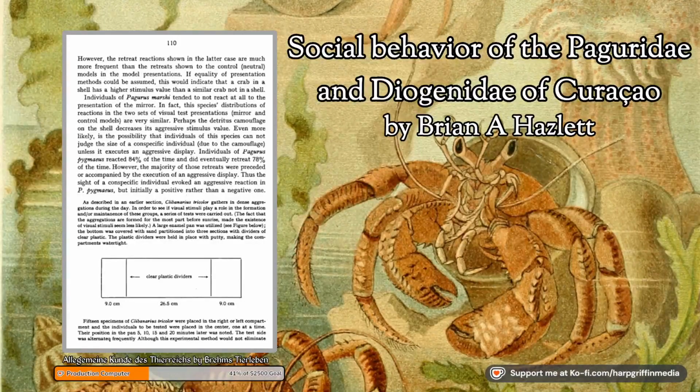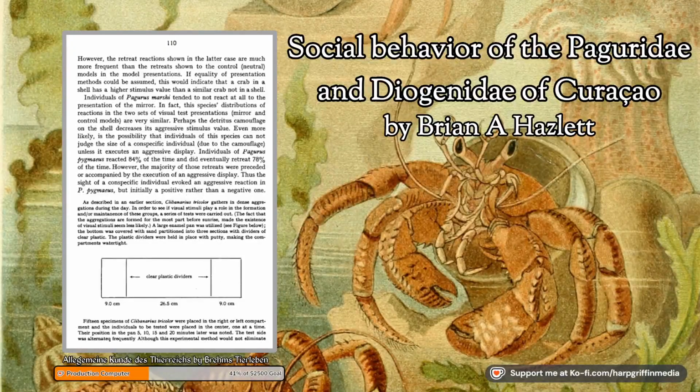Individuals of Pagurus marshi tended to not react at all to the presentation of the mirror. In fact, this species' distributions of reactions in the 2 sets of visual test presentations, mirror and control models, are very similar. Perhaps the detritus camouflage on the shell decreases its aggressive stimulus value. Even more likely is the possibility that individuals of this species cannot judge the size of a conspecific individual due to the camouflage, unless it executes an aggressive display.